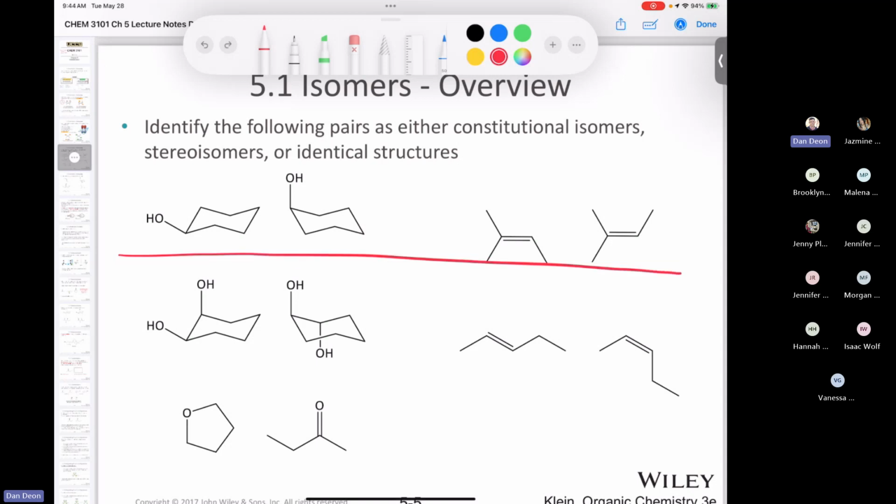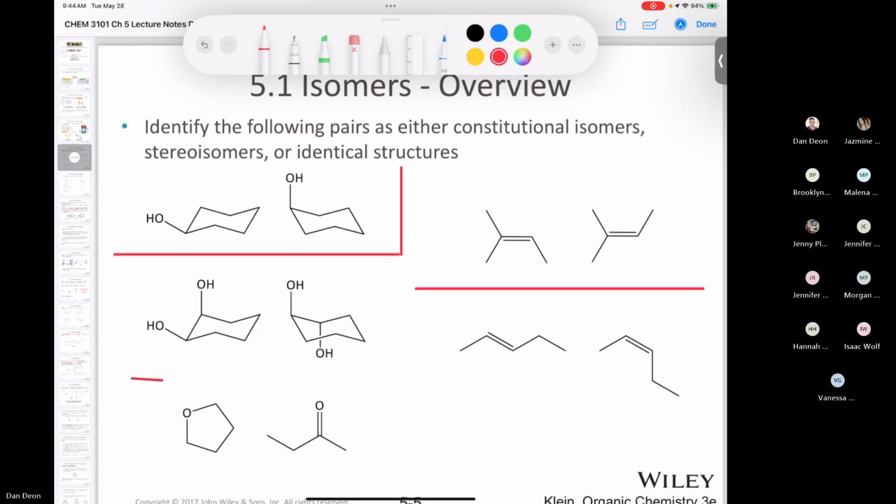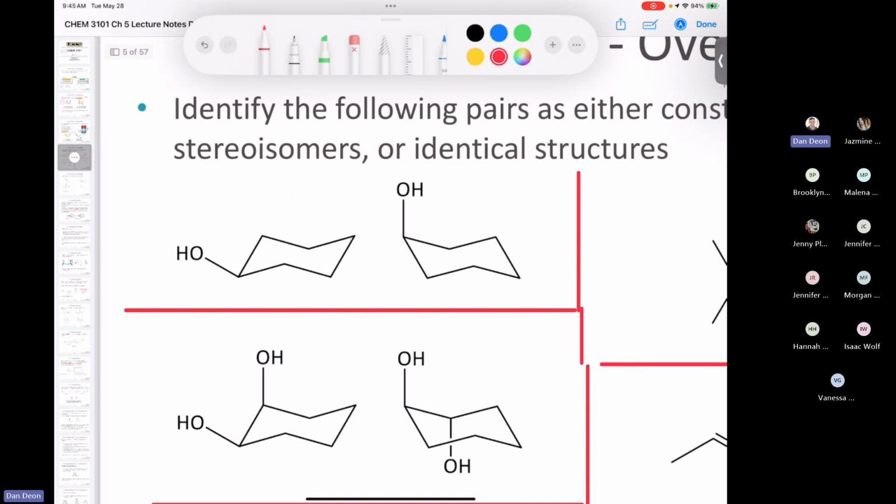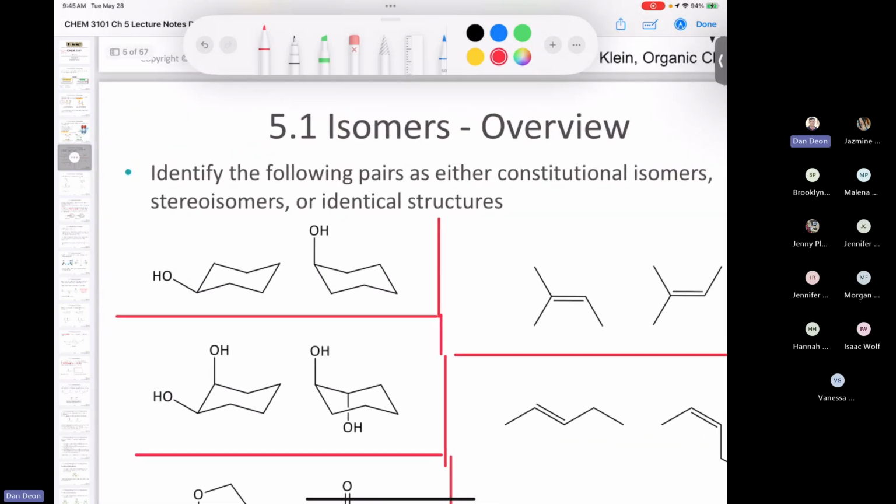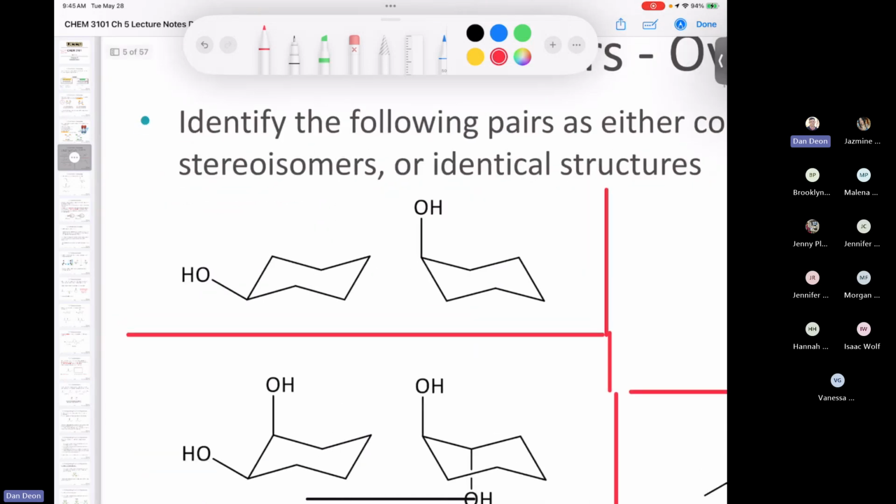So let me fix this line here. We'll do something like this, okay, and then like this. We'll break this one up like that. Okay, so there you go. So we have 5 different pairs of compounds. So if I look at the one in the top left, okay, we're asking, are they constitutional isomers, stereoisomers, or identical structures?